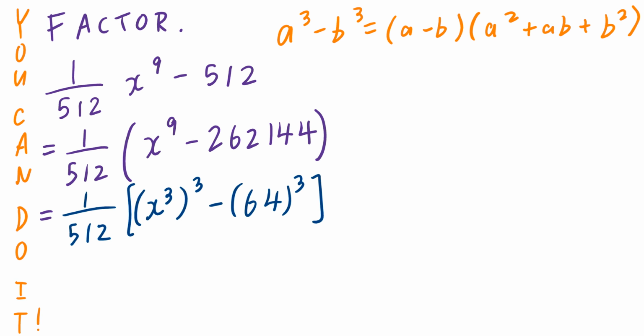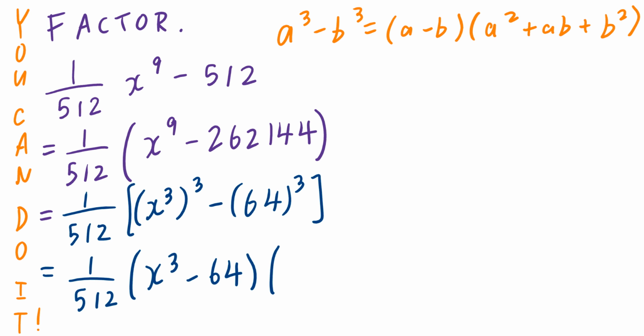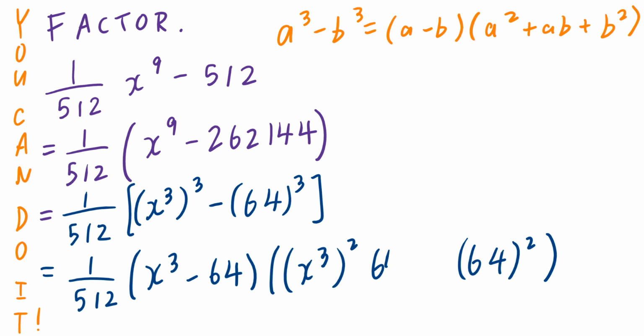Now we can apply the difference of cubes. Copy 1 divided by 512, open a bracket. This is going to be x cubed minus 64. In the second bracket, you're going to square the first term. So again, x cubed in brackets squared. You're going to square that last term, 64 in brackets squared. And you're going to multiply the two terms. So 64 times x to the power of 3. And again, you're going to add in both cases.